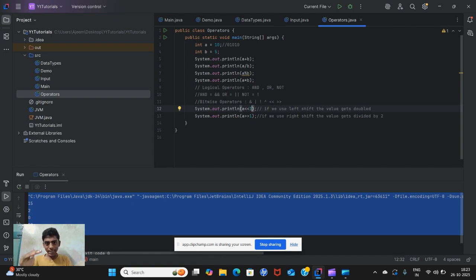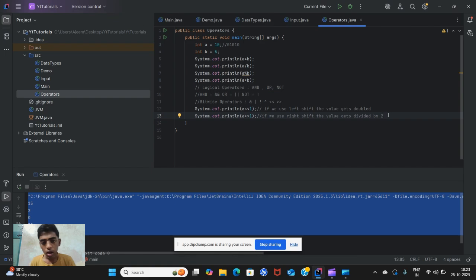So basically it works as 2 to the power. If the value is 10, 10 left shift 1 means it will change to 20. If we do the right shift, it will be divided by 2. So be clear with these operators.